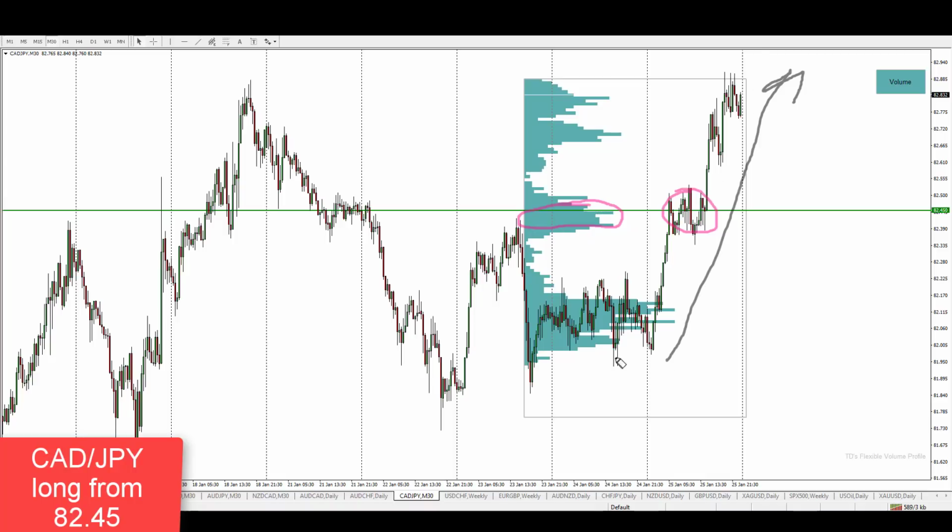So in a case like that, I trade the trend setup. I just look for the heaviest volumes within the trend, then I wait for a pullback and I go long from the area where the volumes were the heaviest.